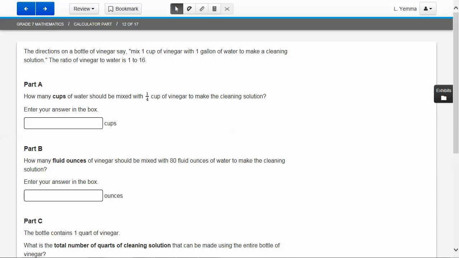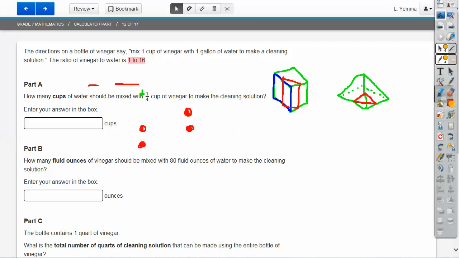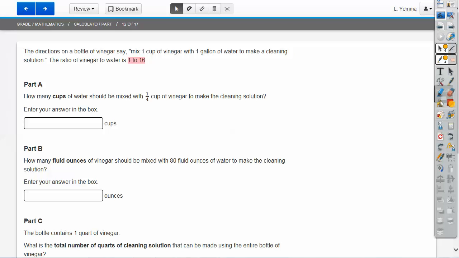All right, the directions on a bottle of vinegar say, mix 1 cup of vinegar and 1 gallon of water to make a cleaning solution. So that makes a ratio of vinegar to water of 1 to 16. And why? Because there are 16 cups in 1 gallon.